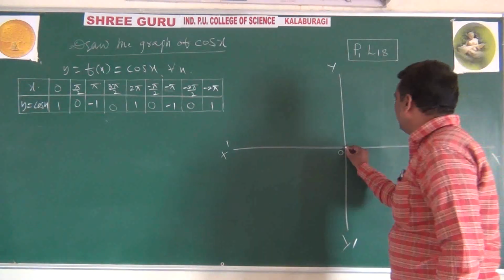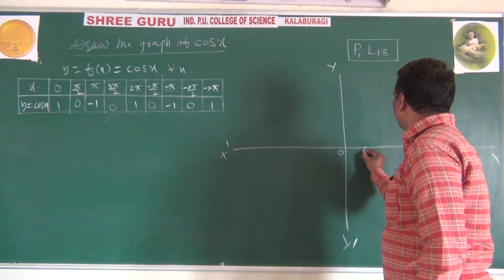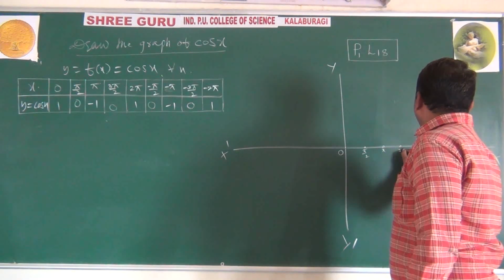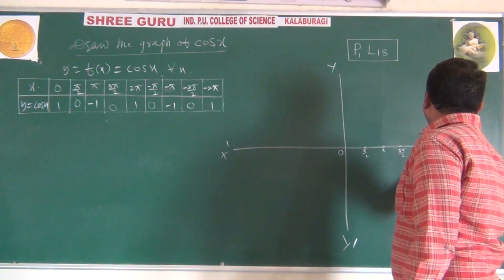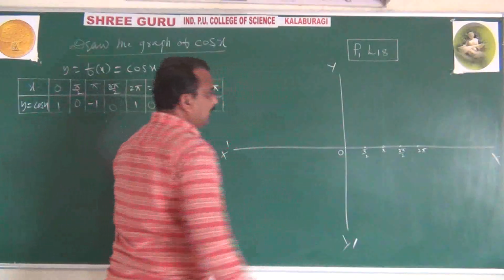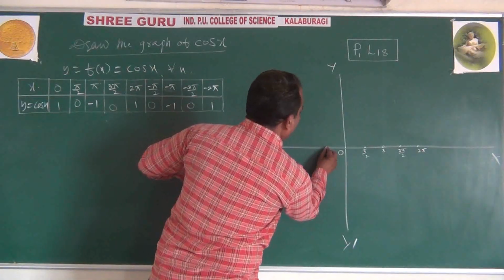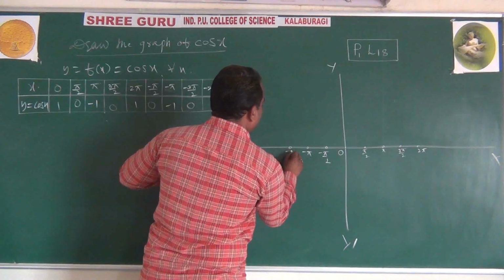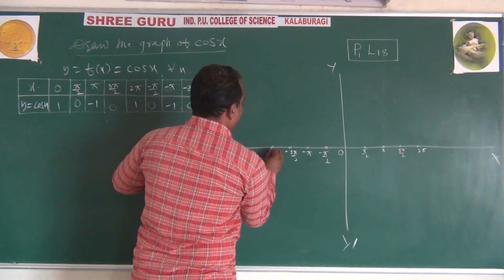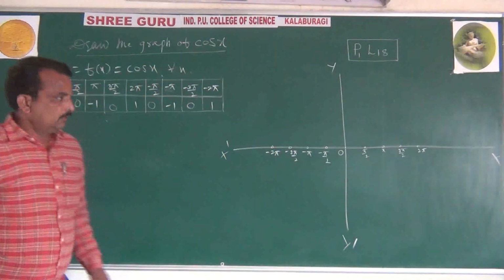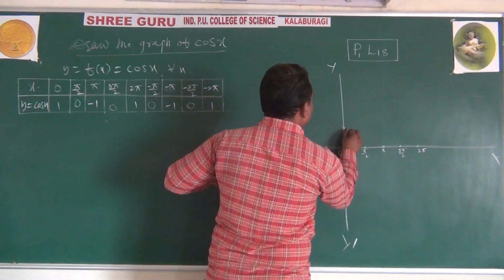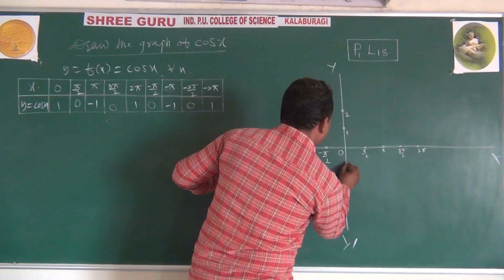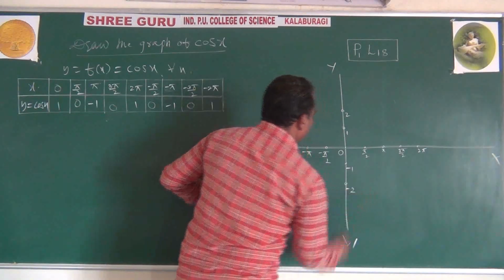So let us see: 0, pi by 2, pi, 3 pi by 2, 2 pi. Let us take the negative values also here, students: minus pi by 2, minus pi, minus 3 pi by 2, and minus 2 pi. On the y axis, plus 1, 2, and also minus 1 and minus 2.